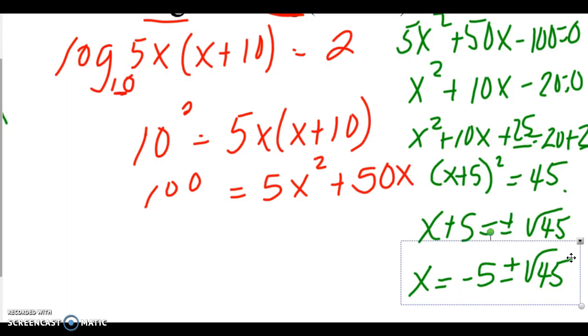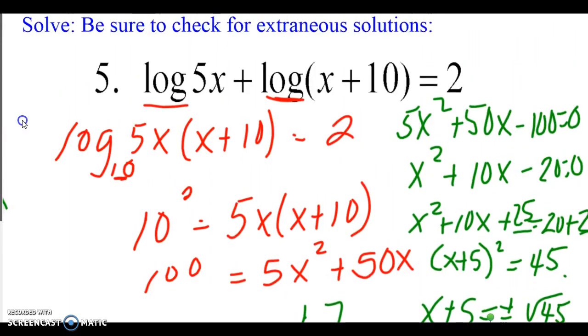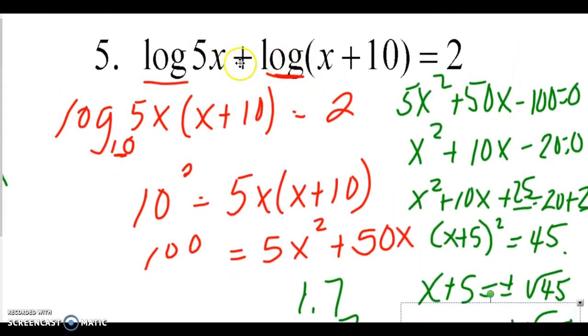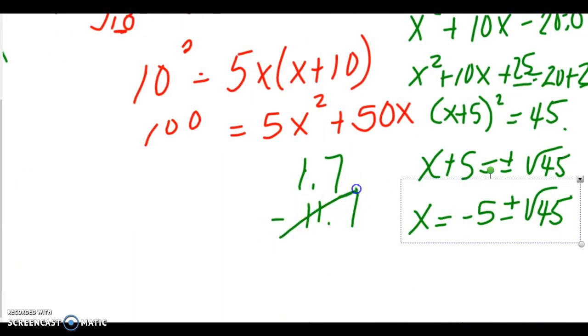When I do that in a calculator, negative 5 plus the square root of 45, I get 1.7. When I take negative 5 minus the square root of 45, I get negative 11.7. And if you go check up at the top, you have a 5x right next to the logarithm, which means I cannot put in a negative number, so my answer would be 1.7.